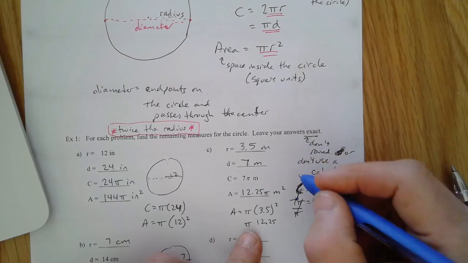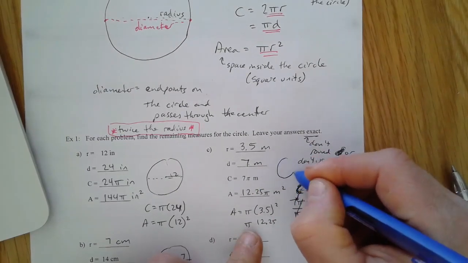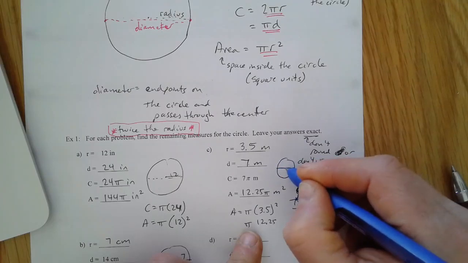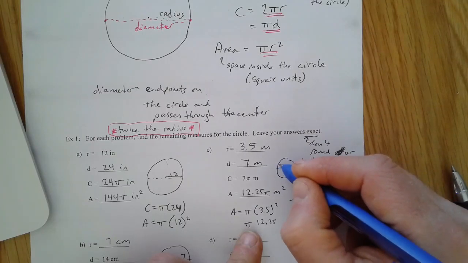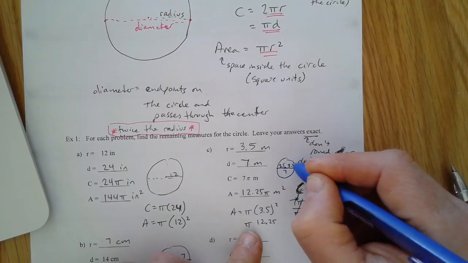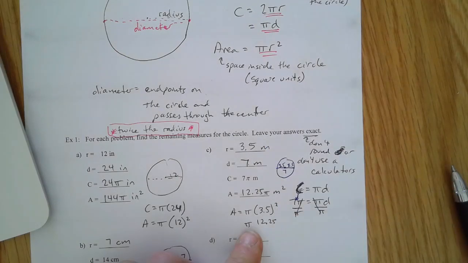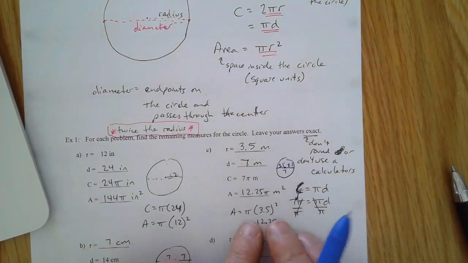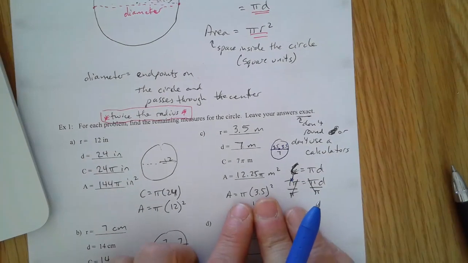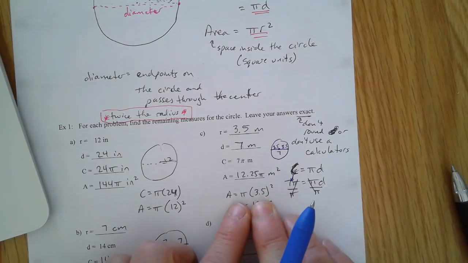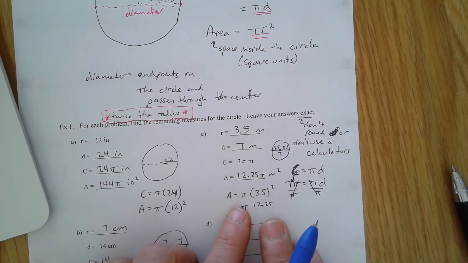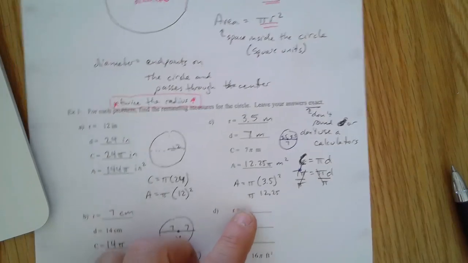And if I think about it, there's my circle, there's 7 as the diameter. So the radius is going to be 3.5. I went into my area formula and plugged in 3.5 as my radius. Remember, exponents first, 3.5 squared is 12.25. Then times pi, so 12.25 pi square meters.